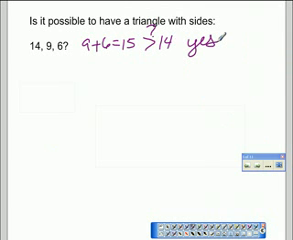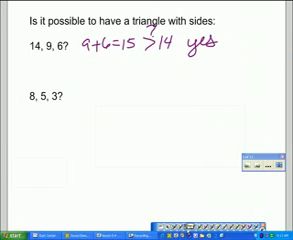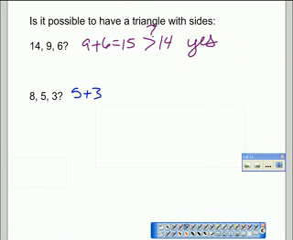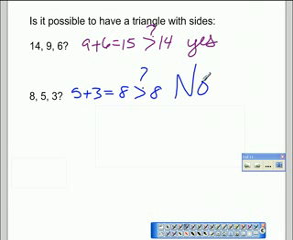I will prove it to you two different ways even. 8, 5, and 3. If I had a triangle with lengths 8, 5, and 3, would it actually form a triangle? What's 5 plus 3? Is 8 greater than 8? No, it's equal to 8. So is that a triangle? No, I'll prove it to you.